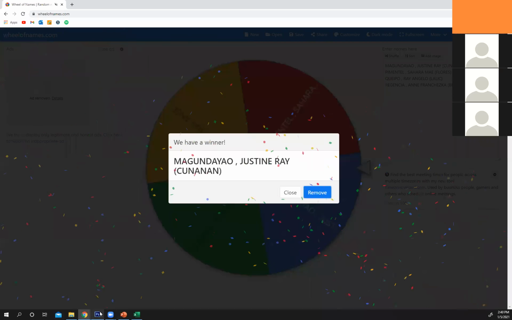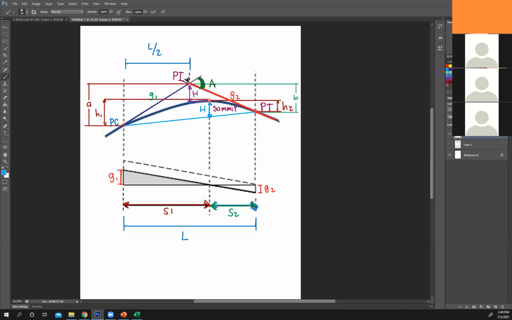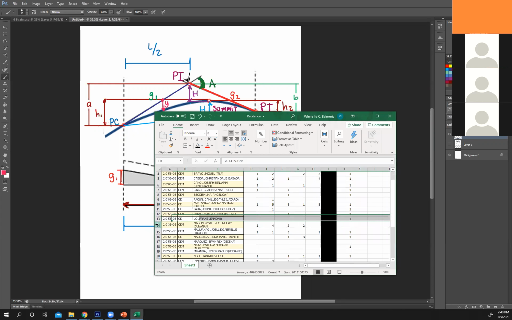Justin. Present, ma'am. Okay, Justin, what is this? From tangent to point on a curve. What do we call this offset distance? X, ma'am. Final answer, vertical offset distance. Y. Okay, correct.